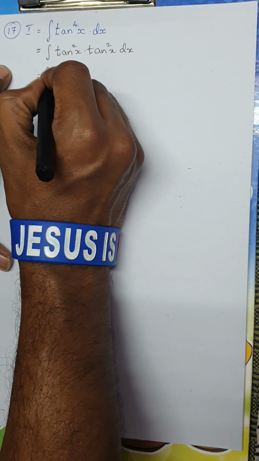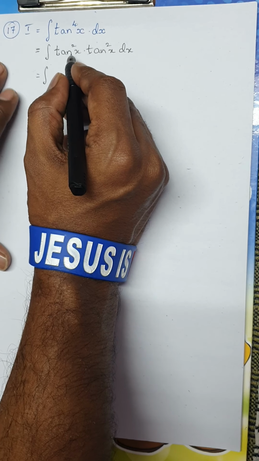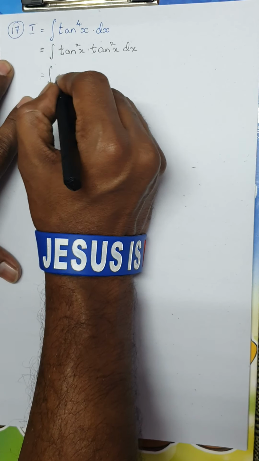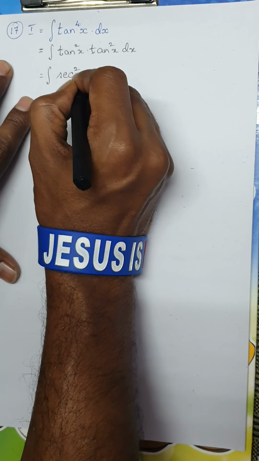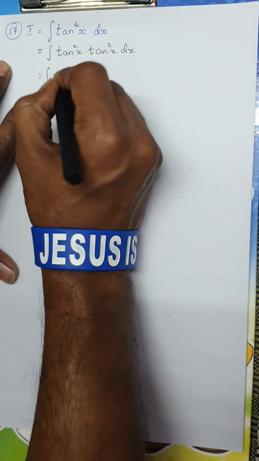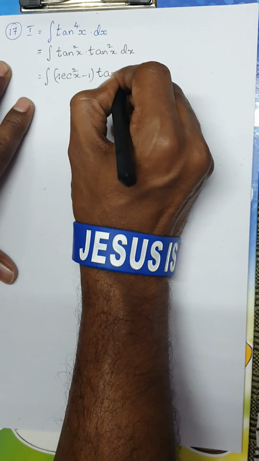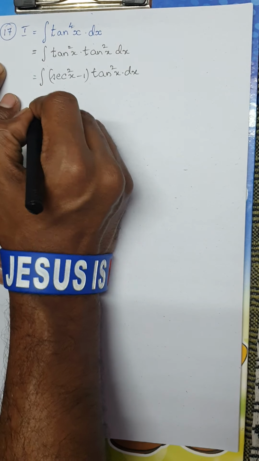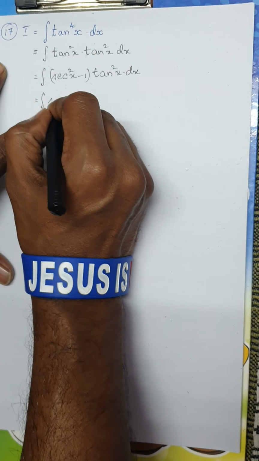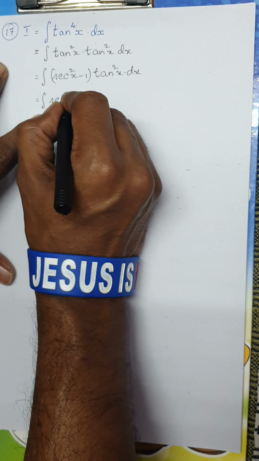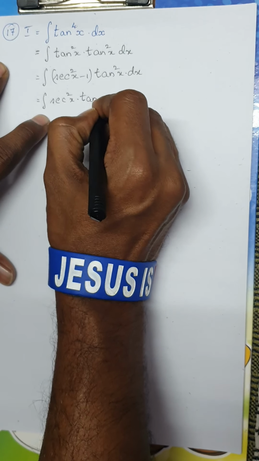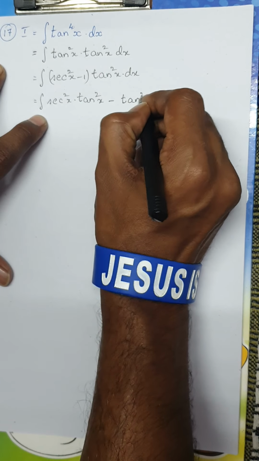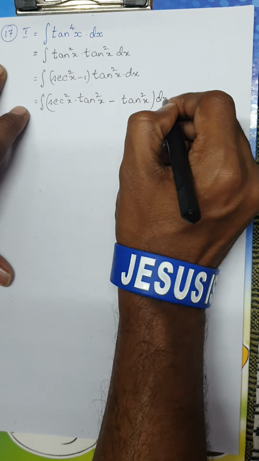Now this is nothing but integral of this tan square. I am going to write it as secant square minus 1. For one of the tan square, use the result: tan square x can be written as secant square minus 1 into tan square x dx. Okay, now see what happens to the integral. This is nothing but integral of secant square x into tan square x, minus 1 into tan square x, which is tan square x dx.